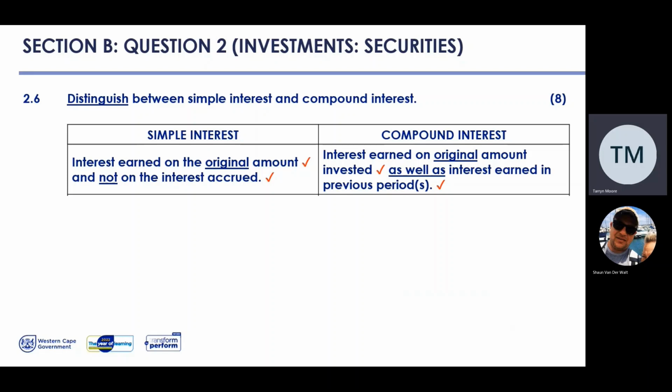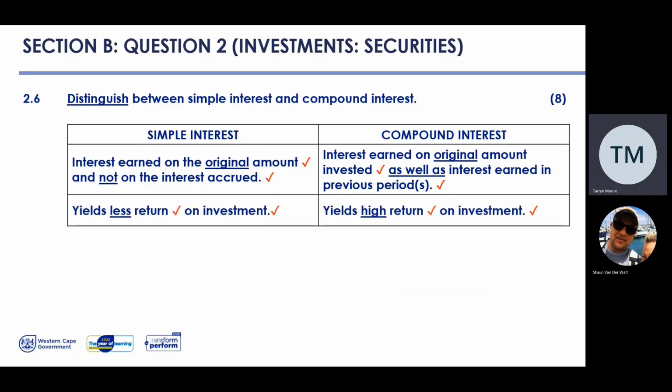So simple interest is just on the original amount. No other interest is taken into account here. But when it is compound interest, now I'm looking at the original amount that was invested and the interest that was earned in the previous period.